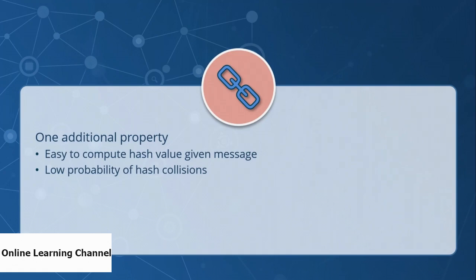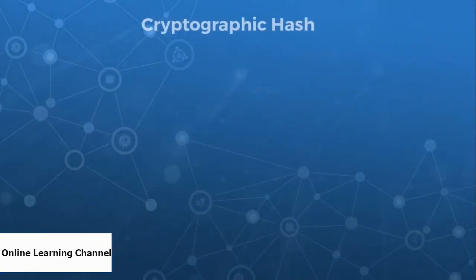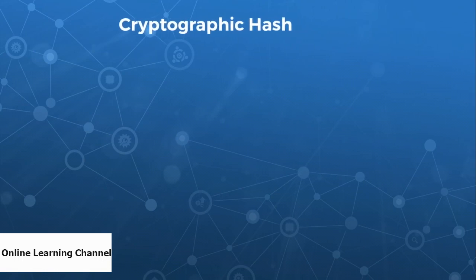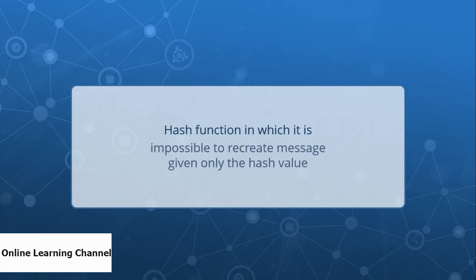But what makes these functions ideally suited for security is that it is nearly impossible for any malicious entity to view only the output hash value and then use that to recreate the original message. This is not typically a requirement of a normal hash function, but in the case of a cryptographic hash, such a property will ensure that any change which has been made to the input file will be noticed because it will have an entirely different cryptographic hash. So a cryptographic hash can be defined as a special hash function in which it is impossible to recreate the original message given only the output hash value.